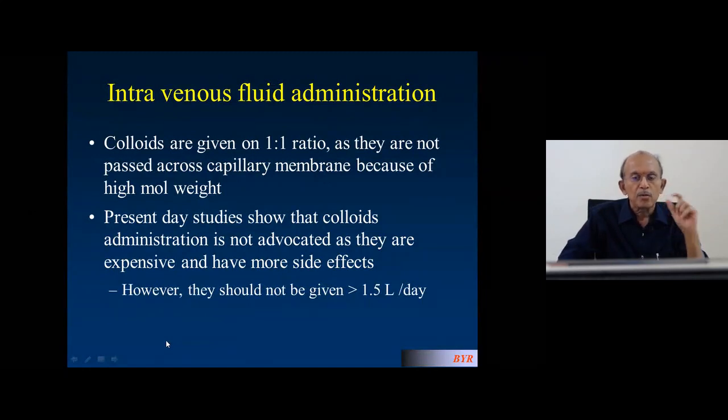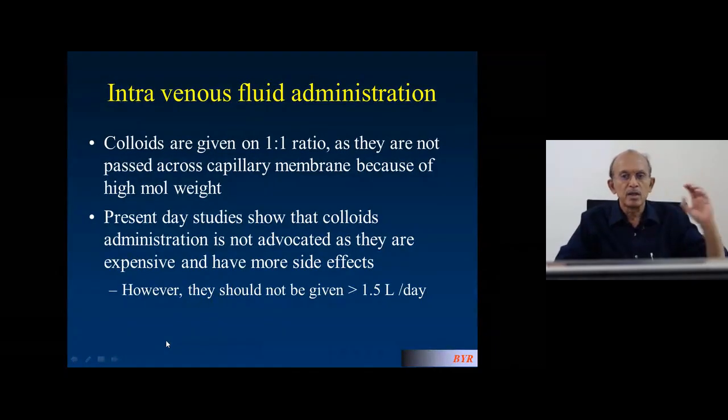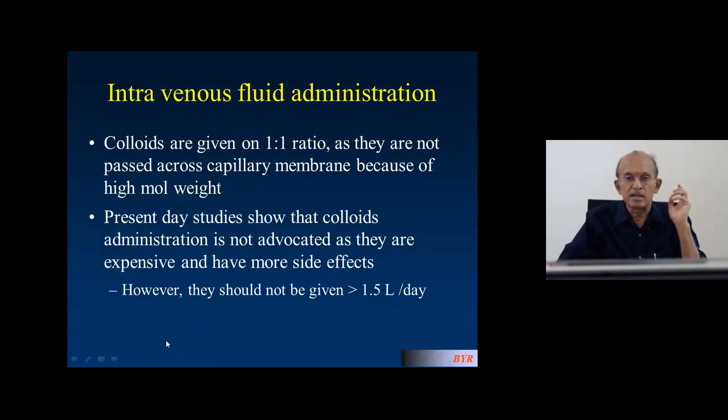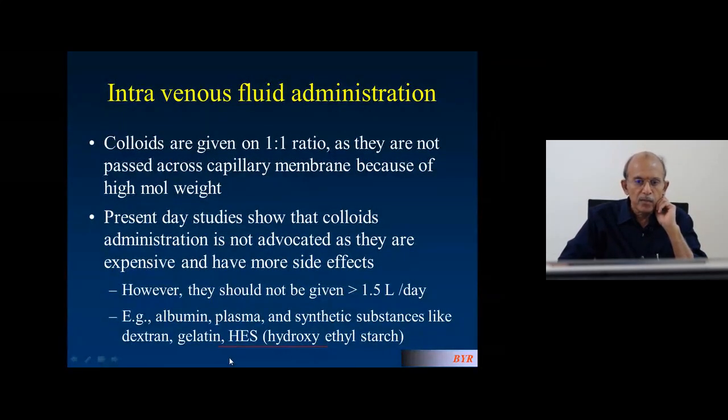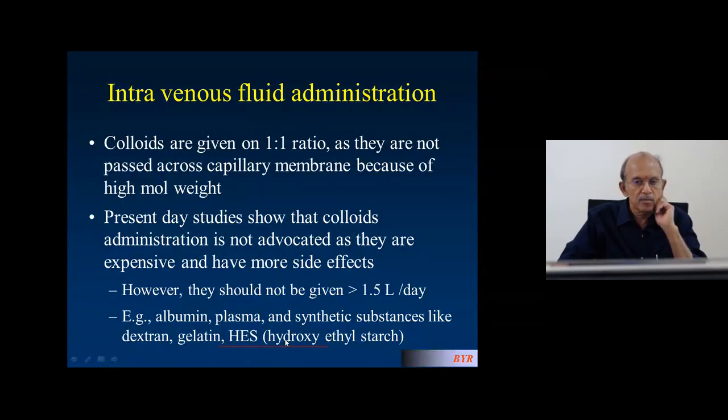So crystalloid solutions can be maneuvered. But if you give 1.5 liters of colloid solution and then get blood, you can't give blood because the space is already full with colloid solution. The 5 liters is full. You can't give blood now. If you give blood, it becomes over transfusion and an overload on the heart. You can't get rid of colloids, but crystalloids you can get rid of. So that is one best advantage of crystalloids. Examples of colloids are albumin, plasma, and synthetic substances like dextran, gelatin, hydroxyethyl starch.